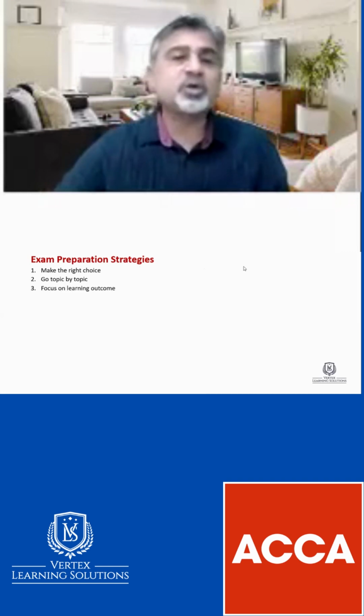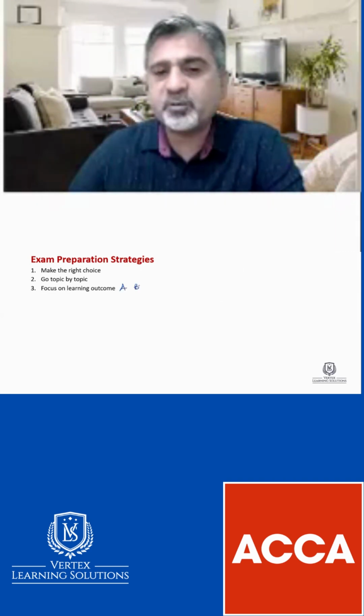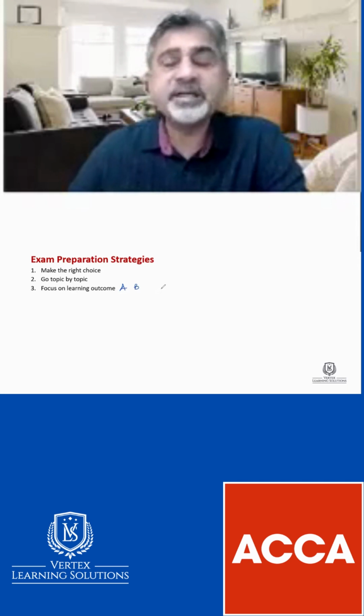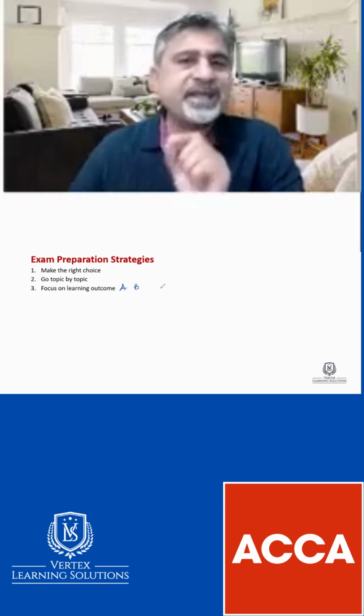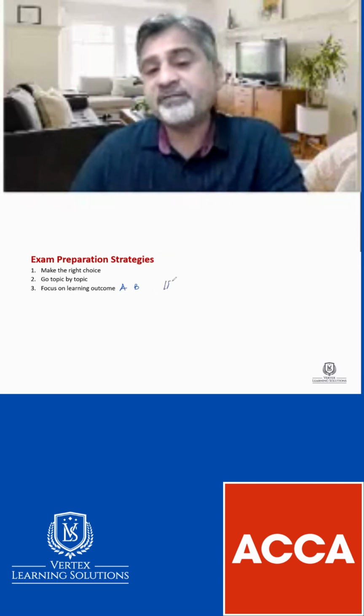Third is focus on learning outcome. Learning outcome, this is especially with reference to section A and section B questions where you have MCQs and OTQs. Each MCQ or each short question has got one pain point. It has one trick. It has one learning outcome. Again, I will give an example for leases.